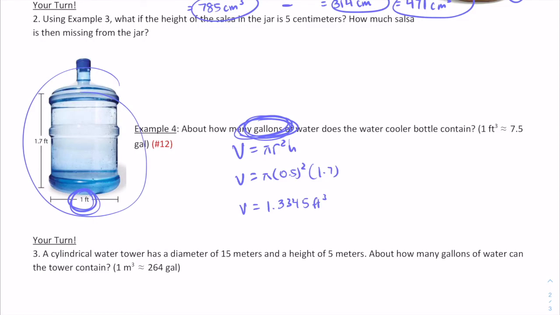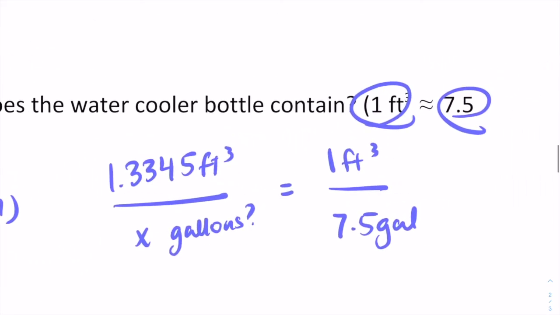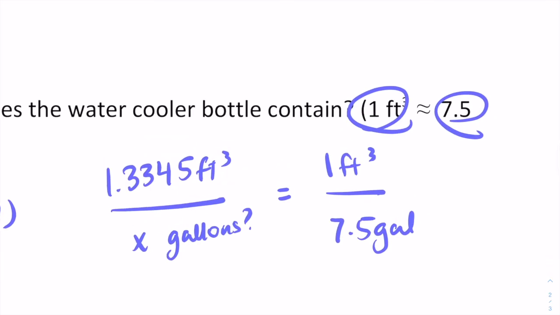Okay, well, I'm trying to figure out if 1.3345 feet cubed is X amount of gallons, right? And this is equal, oh, well, look at this. I'm given my conversion rate. 1 feet cubed is equal to 7.5 gallons. Okay, so now this is proportions. Hopefully you guys remember from pre-algebra how I get from one side to the other. If you don't, you could always cross multiply, right? You could do cross multiply like this.